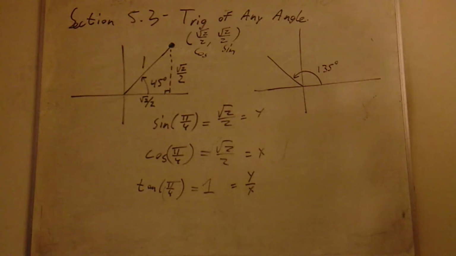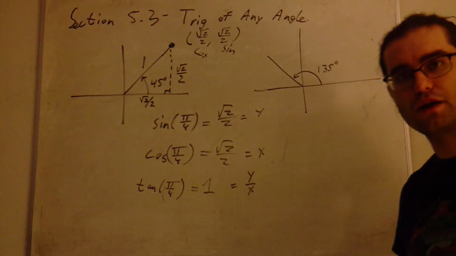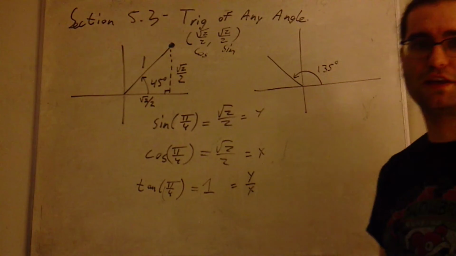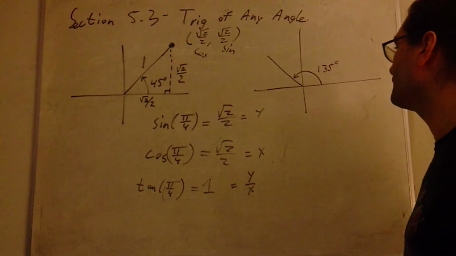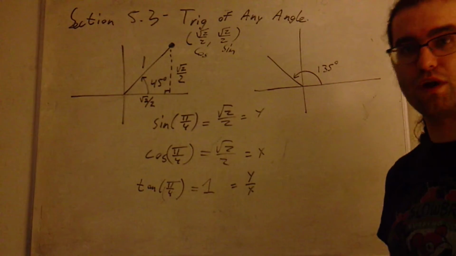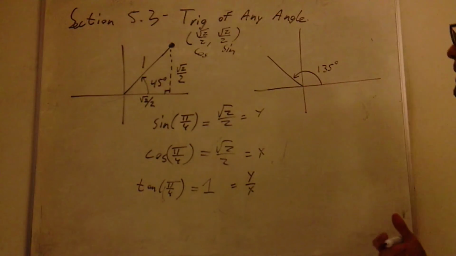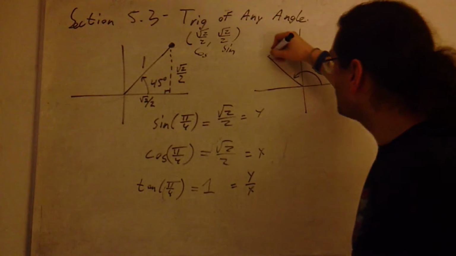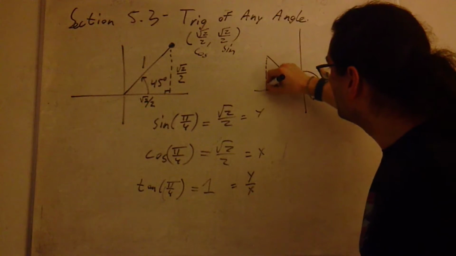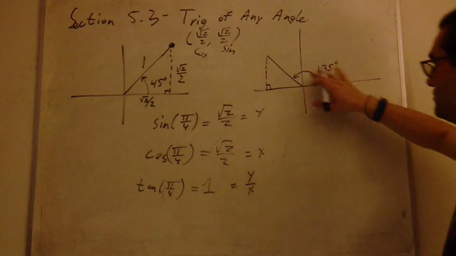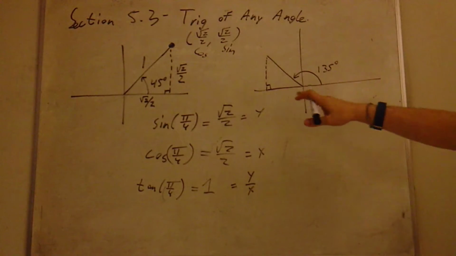135 degrees does not fit inside a triangle. Can't be done. Doesn't make any sense. Or, I'm sorry, it can fit inside a triangle, but doesn't fit inside a right triangle. That can't be done. Doesn't make sense. But I can still create a triangle out of this angle by dropping a vertical to the x-axis.